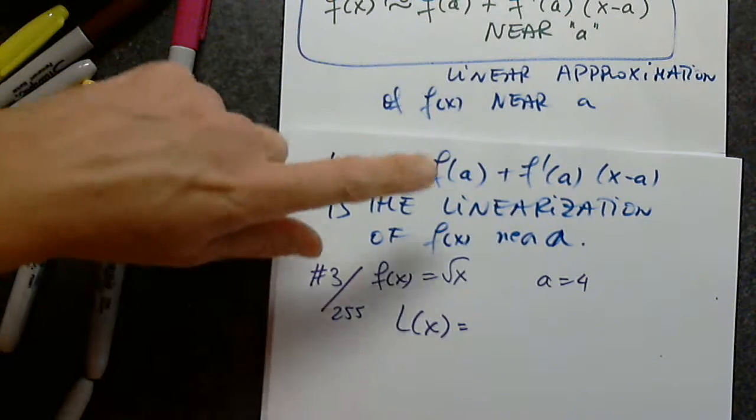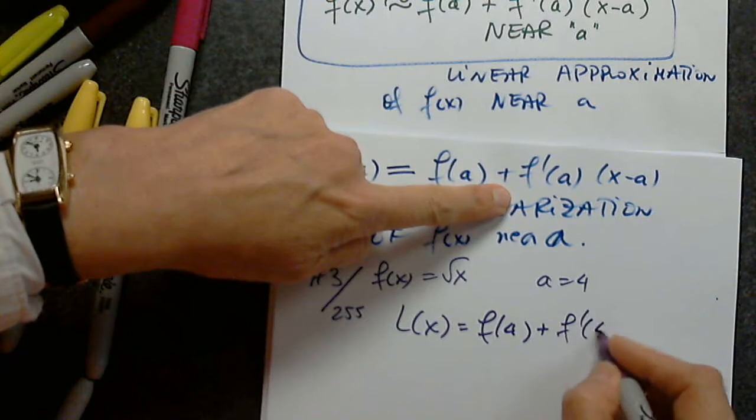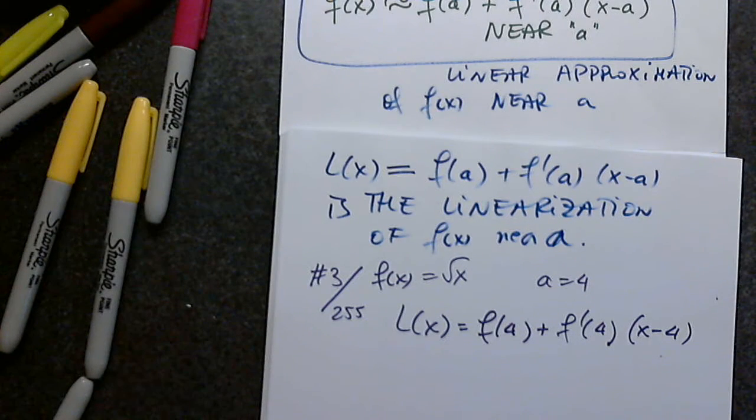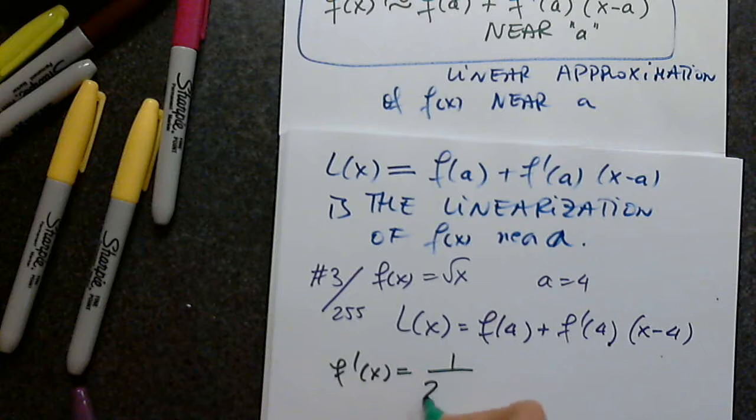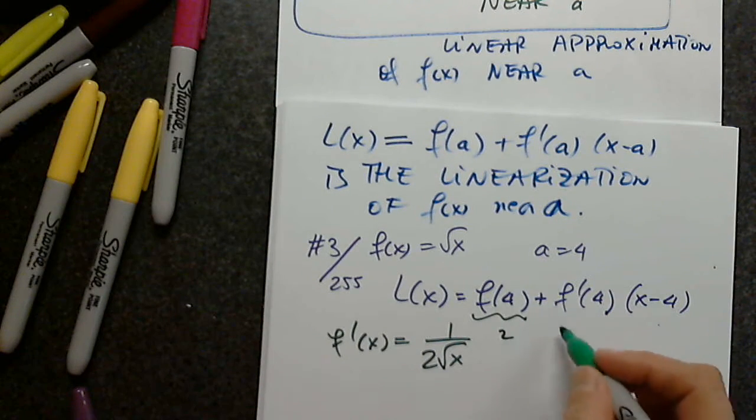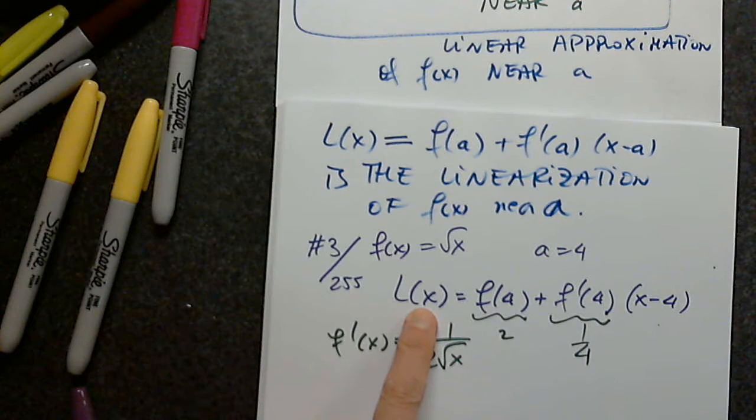So I have f of 4 plus f prime of 4 times x minus 4. f of 4 is 2 plus. I have to find f prime of x first. So f prime of x is the derivative of the square root of x. So this is indeed 2. How much is this? 1/4. Exactly. So remember, it has to be a line. It has to be a function. It's L of x. It's the function that may replace the function itself.